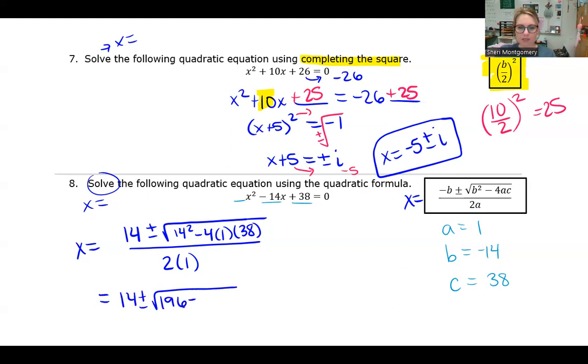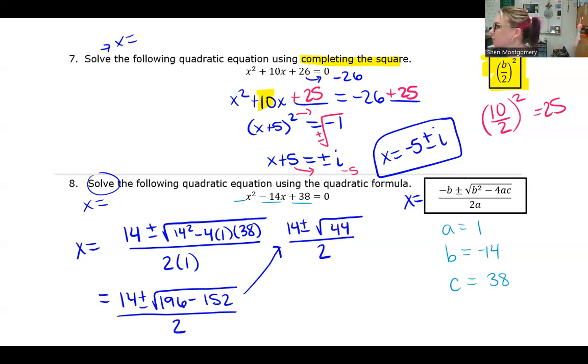196. What is 4 times 38? 152. All over 2. We got to write it out step by step. Quadratic formula is not bad, but don't make mistakes on it. So now I'm going to rewrite it. So I've got 14 plus or minus. What's 196 minus 152? 44 all over 2. So now I have the square root of 44.